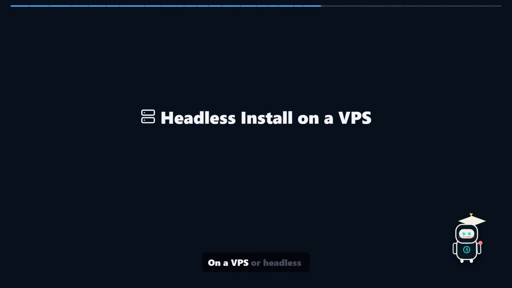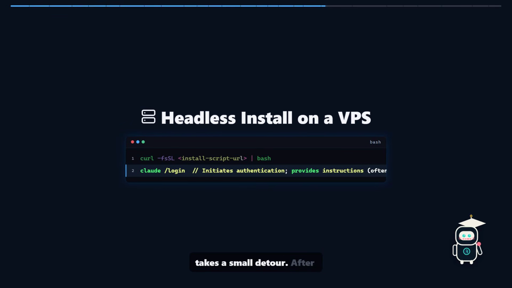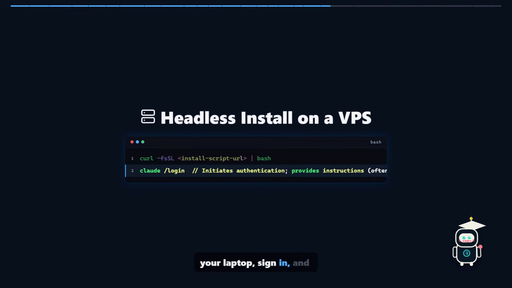On a VPS or headless server with no graphical browser, the install itself is the same curl script, but authentication takes a small detour. After the install, run Claude Code login. It prints a one-time URL. Copy that link, open it on your laptop, sign in, and the terminal session is linked.